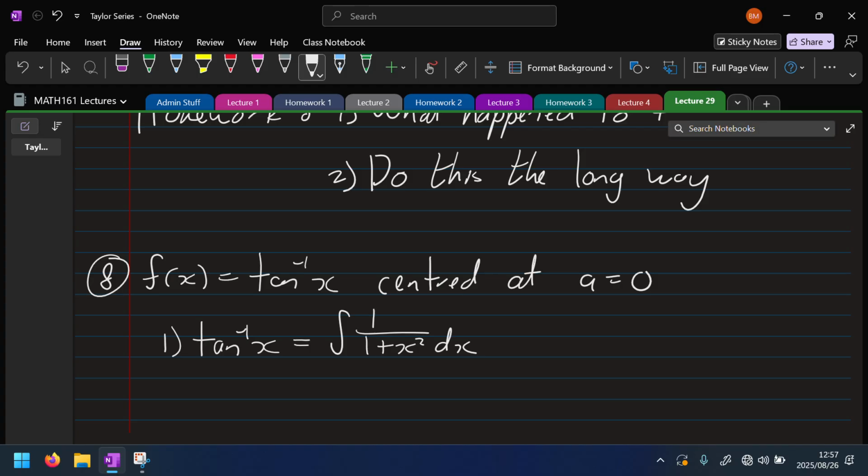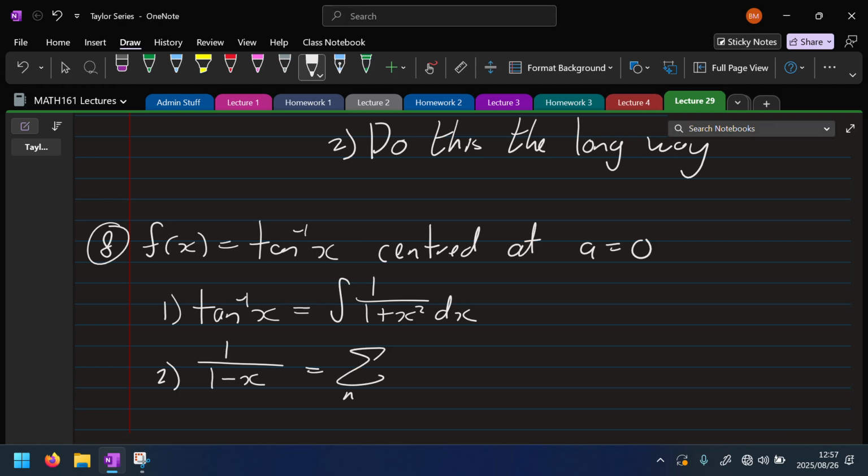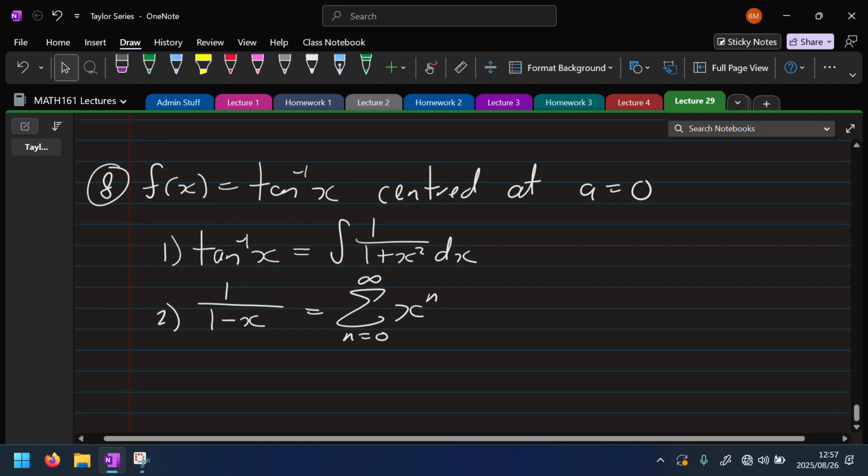And number 2, that inside part, that also looks familiar, like the previous one. We know that 1 over 1 minus x is equal to the sum, n goes from 0 to infinity, x to the n. Okay. So again, very similar to the previous example. Okay, so let's work it out.